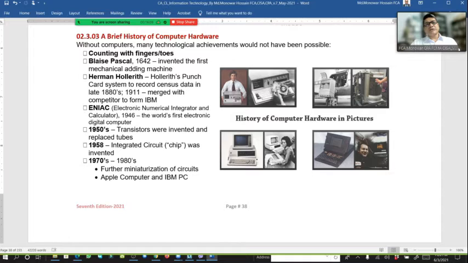ENIAC used vacuum tubes. In 1950, transistors were invented and replaced the tube. In 1958, the integrated circuit, the chip we are using at this moment, was invented. From 1970 to 1980 came further miniaturization of the circuit, the Apple computer, the IBM PC, etc. So this is the history of computer hardware.